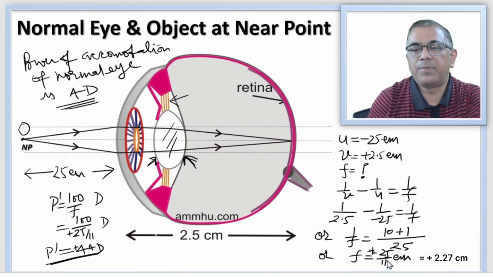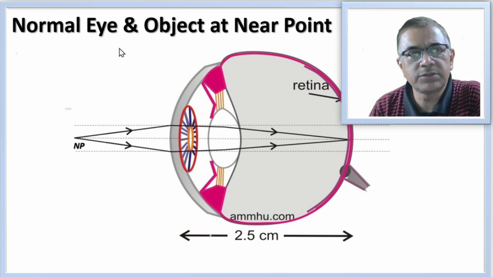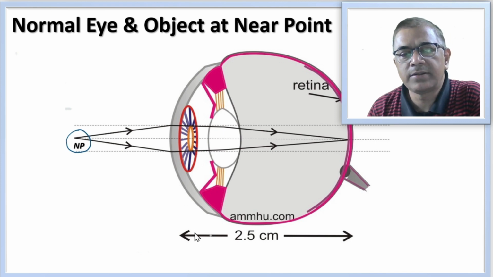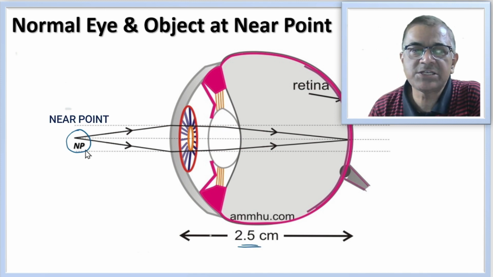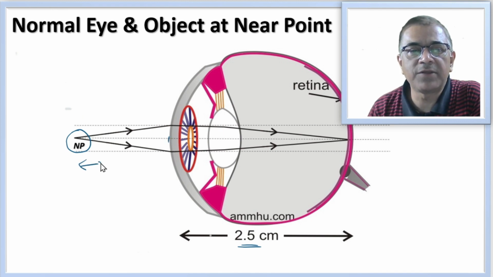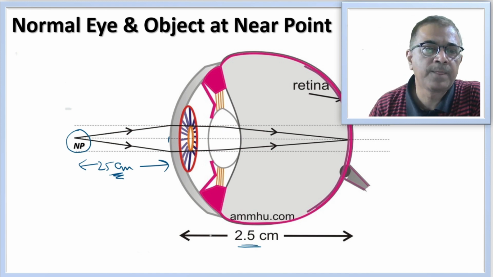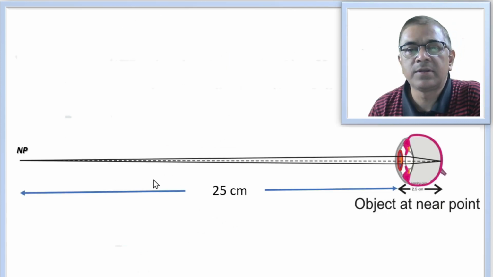Dear friends, I wanted to draw attention to the fact that in this diagram, the position of the near point is not shown according to scale, as the diameter of the eyeball is about 2.5 centimeter, and the distance of the near point from the front side of the cornea is 25 centimeter, which is 10 times bigger than the diameter of the eyeball. This diagram does not show the relative size of the eyeball and the distance of the near point from the front side of the cornea.